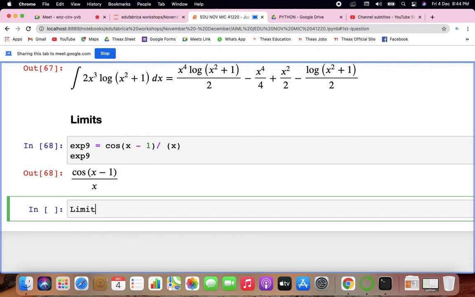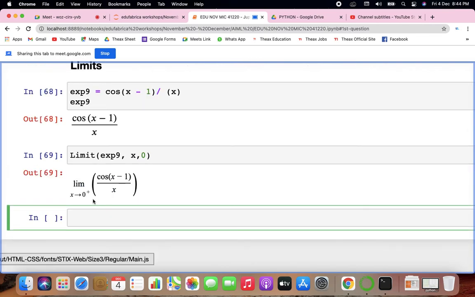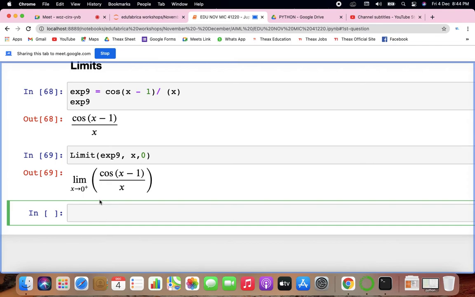So you need to solve it. You need to write the limit of exp 9 and then the things that you are writing. Okay, like x. I have written x. X tending to 0 would be just a comma of 0, that's it. Okay, we run this, you get a limit of x tending to 0 positive, and that is cos x minus 1 by x. Now that has got different functions, like dominant, you can write of an expression to get the results as per, okay.